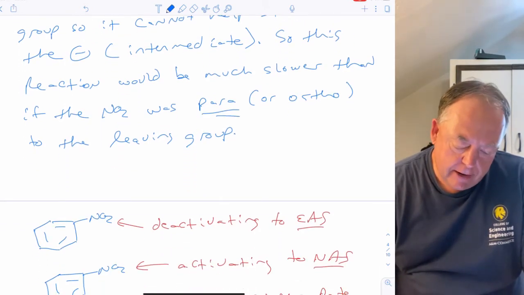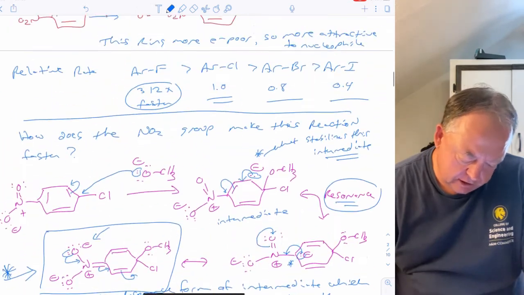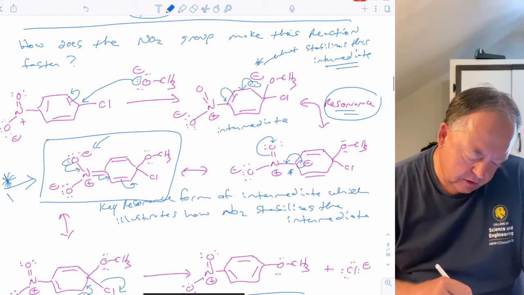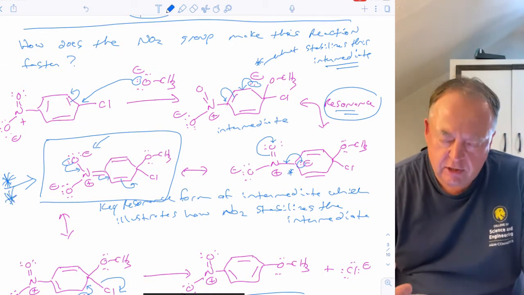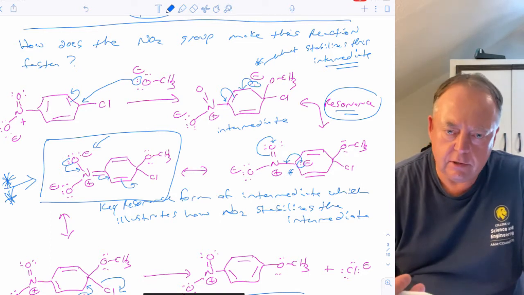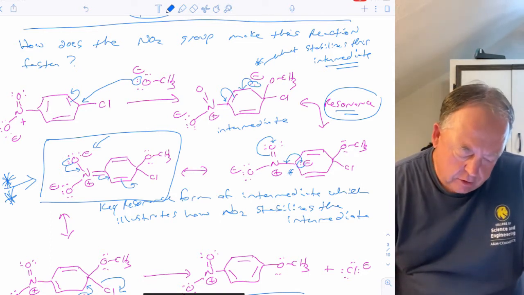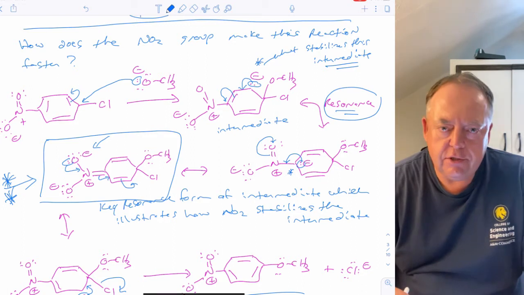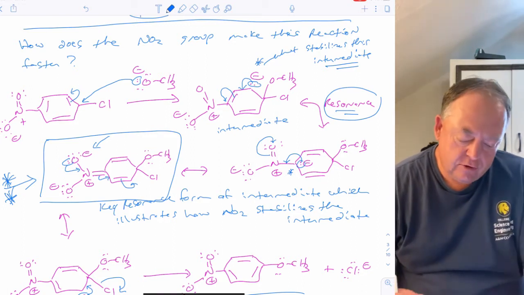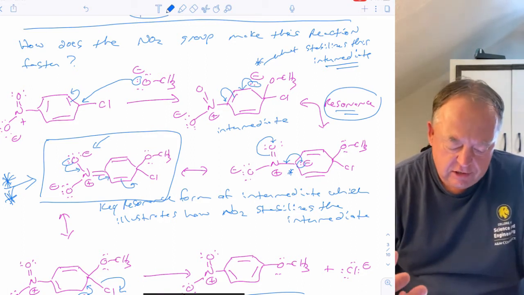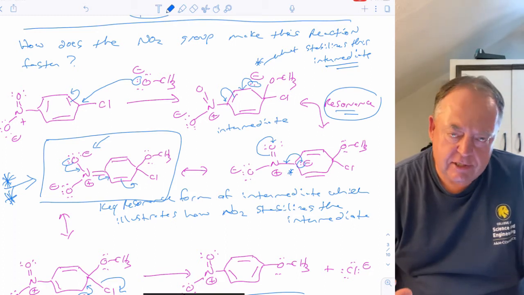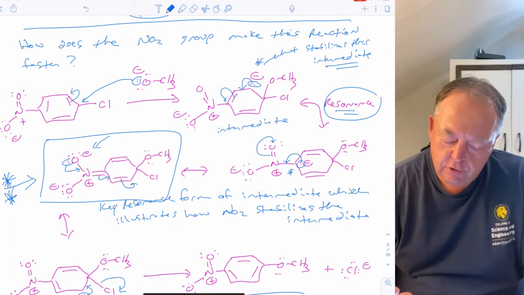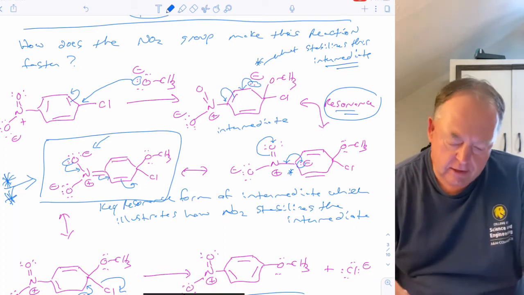So if the nitro was at para, you could find a resonance structure similar to this one, where you could illustrate the nitro group can delocalize the negative charge. So the point being, in nucleophilic aromatic substitution, the electron withdrawing group, nitro in this case, helps the reaction if it's ortho or para to the leaving group, but not if it's meta to the leaving group.